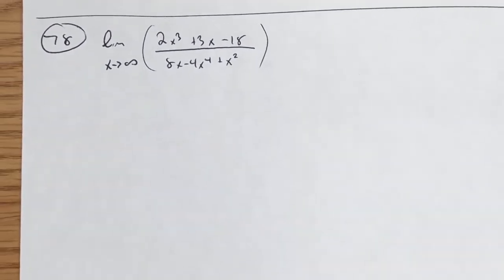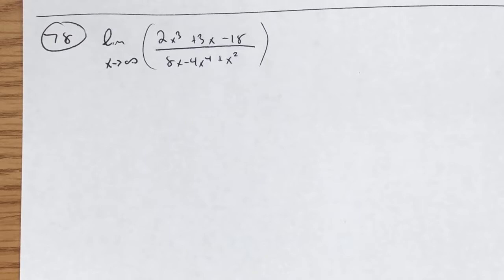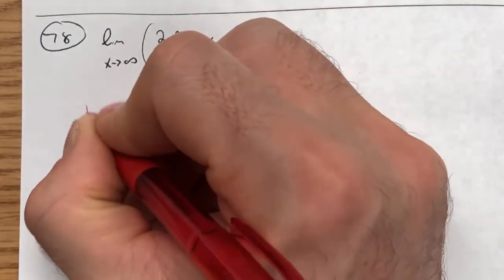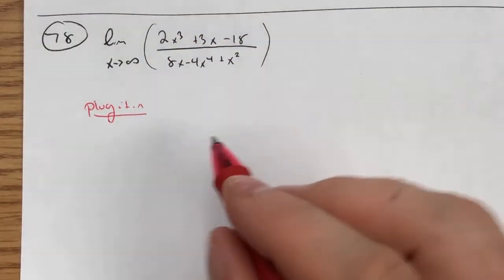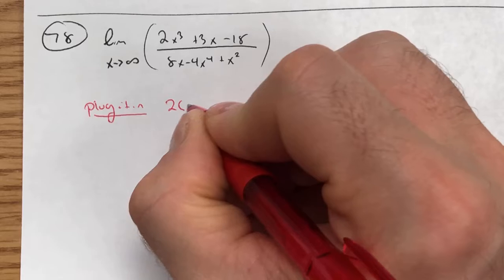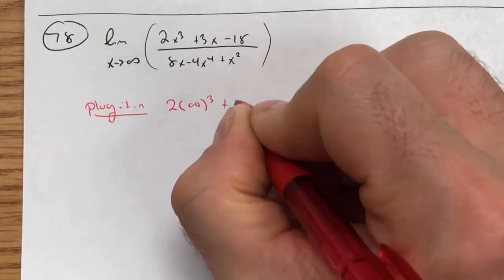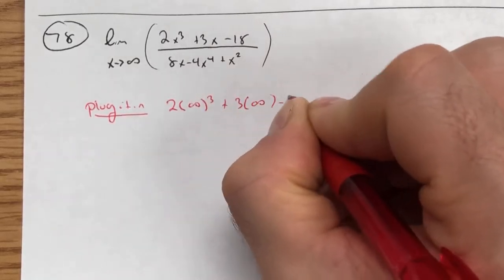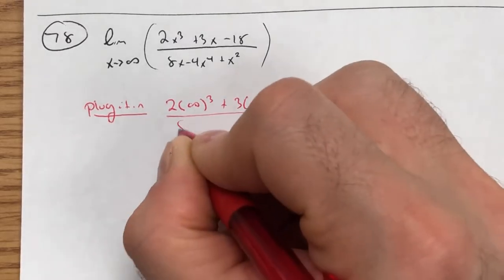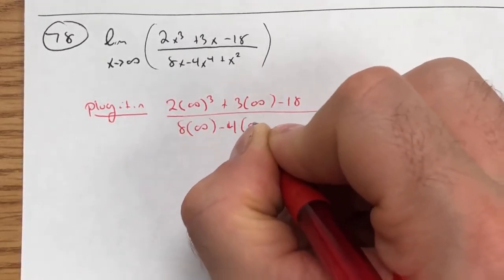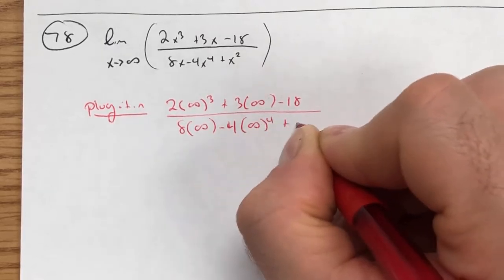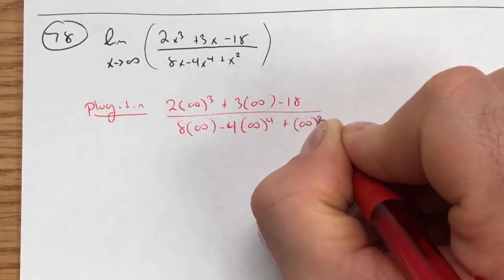So our first try is always to try and plug it in and see if it works out. We're about to find out that's not going to work, but let's go ahead and do it anyway. Plug it in. When I try and plug in infinity, I get 2 times infinity cubed plus 3 times infinity minus 18 all over 8 times infinity minus 4 times infinity to the 4th power plus infinity squared.